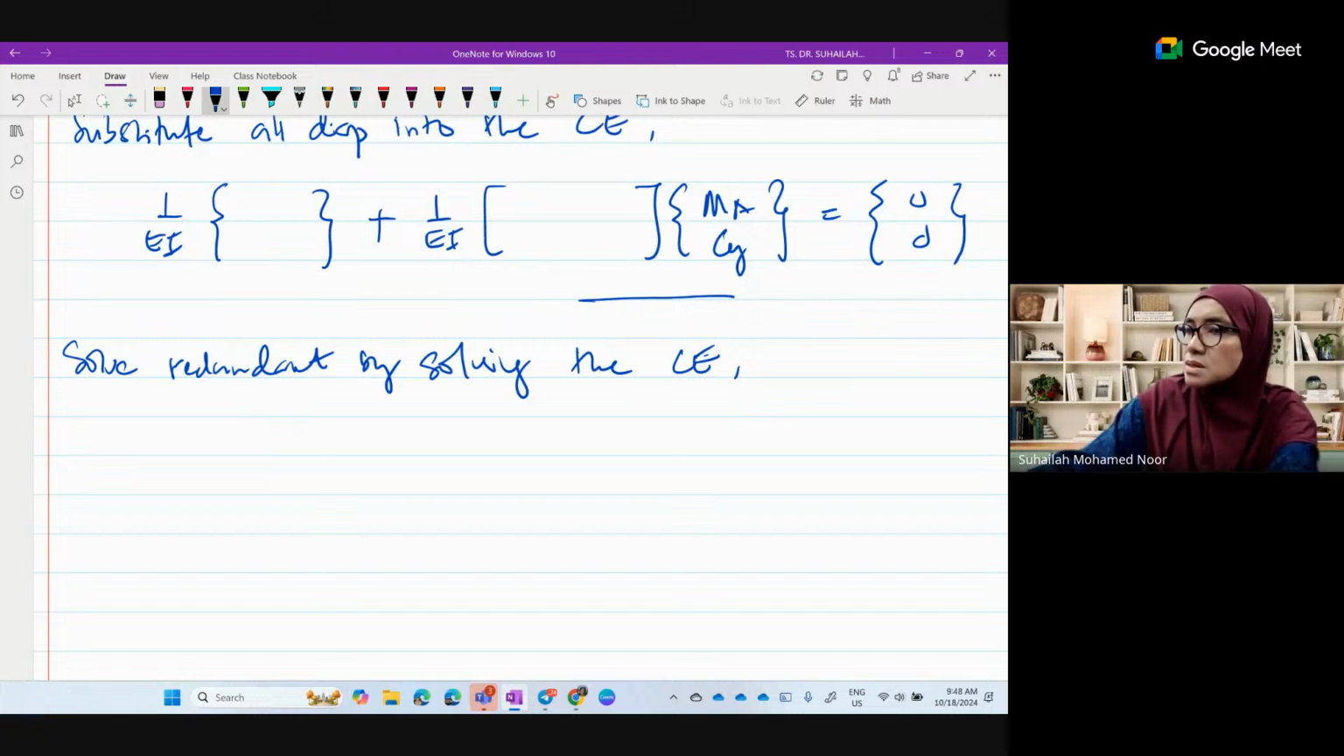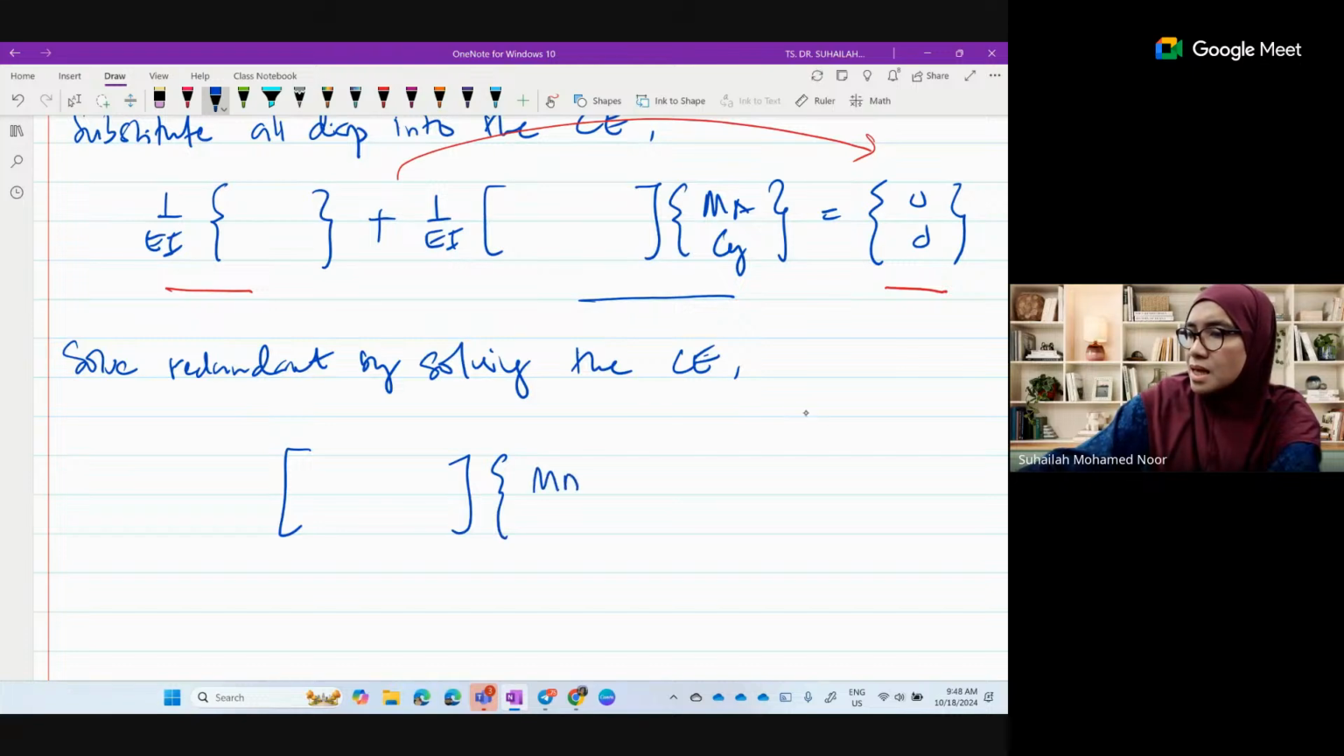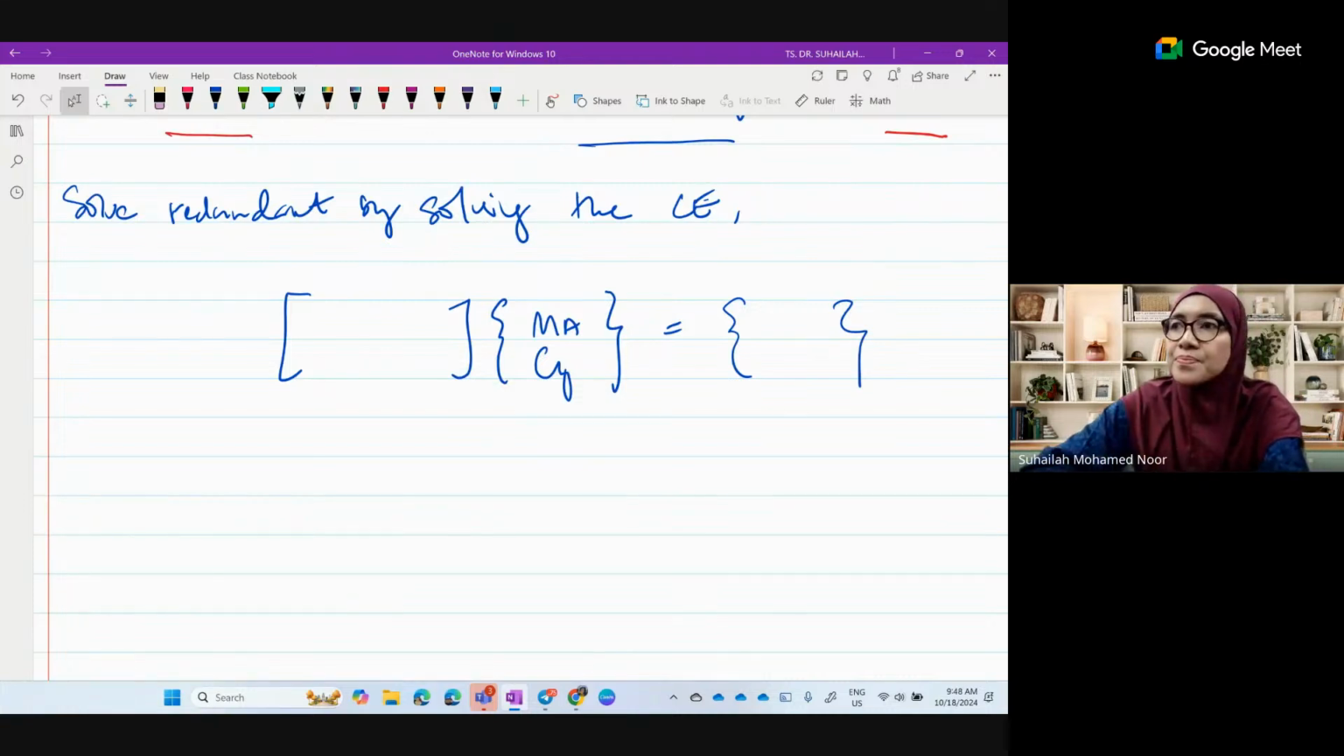So bila kita nak solve redundant, kita akan tulis balik macam ni. So group ni sama dengan yang ni kan. So kena bawa belah sana. So tinggallah yang dekat sini ni, belah sini. Ini F, MA, CY equals to, kita dah bawa nilai tu ke sini kan. So ini guna kalkulator je lah. Dia akan sama dengan two simultaneous equation. Yang mana sini X, sini Y.